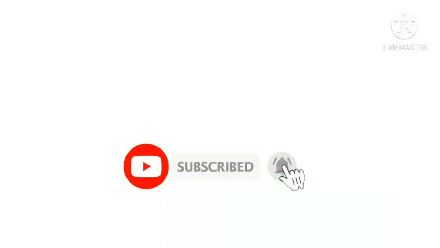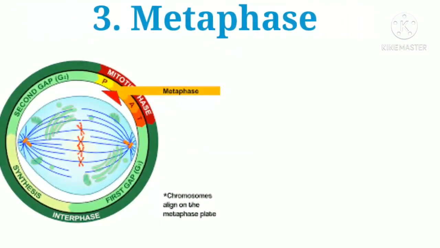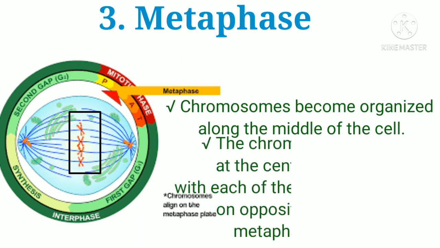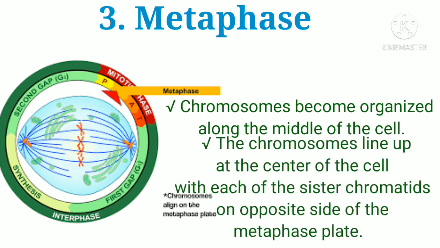In the third phase, which is metaphase, chromosomes become organized along the middle of the cell. The chromosomes line up at the center of the cell, with the sister chromatids on opposite sides of the metaphase plate.